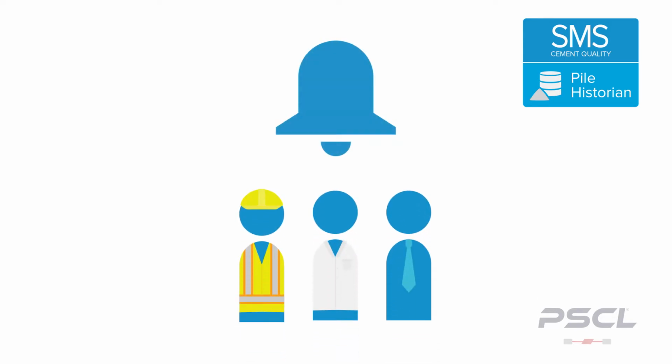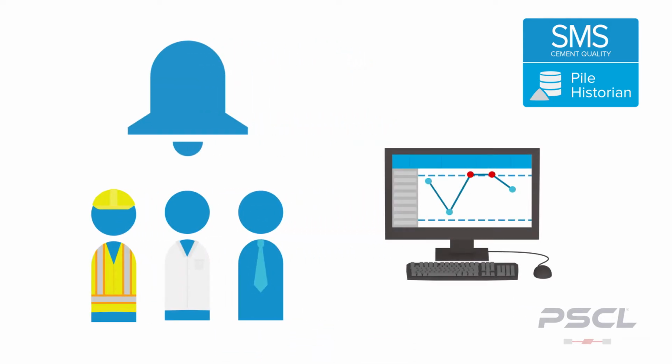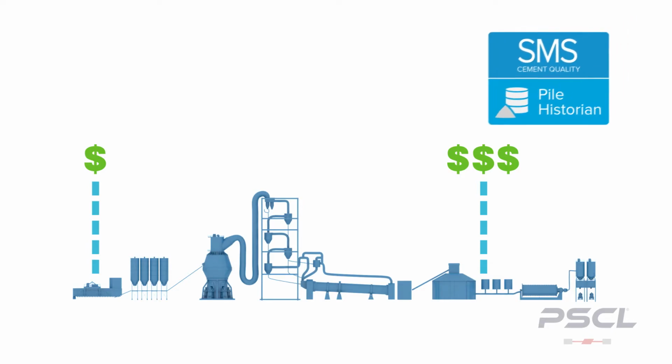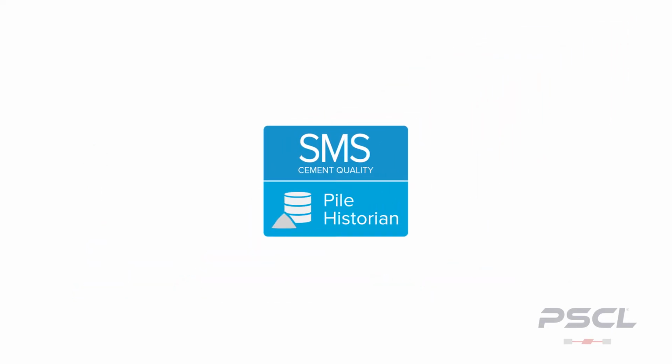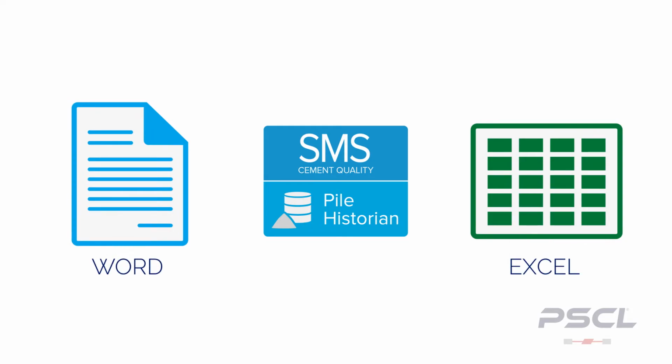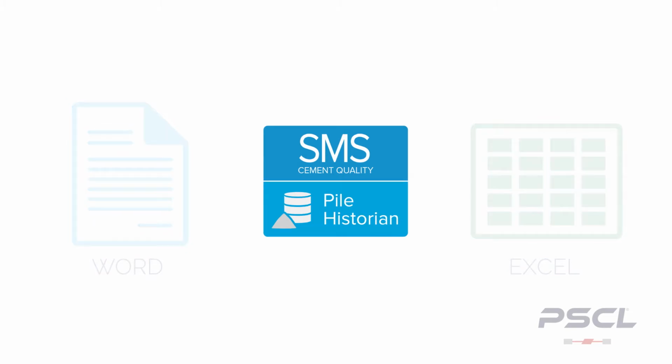Alarms are configurable to notify staff when a pile's composition starts to go off target, so errors can be corrected early in the manufacturing process. Pile Historian also supports the ability to export the data to Excel, Word, or text formats to meet the needs of your existing quality control process.